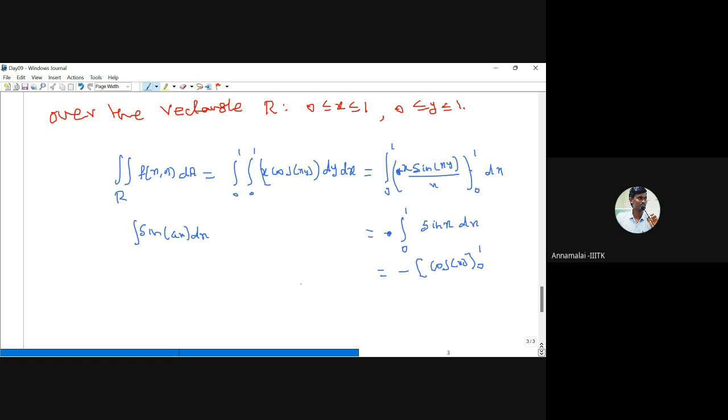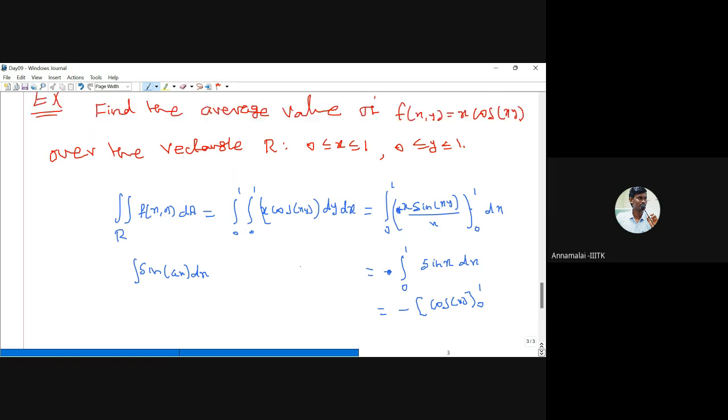Oh, sorry. The x limit is 0 to pi, but y is 0 to 1. The x limit is 0 to pi. Okay, now 0 to pi. Now this is equal to minus cos pi, which is minus 1. Cos 0 is 1. So therefore we have 2, because minus minus 1 plus 1 is 2. So 2 is the value of this, but we need the average value.